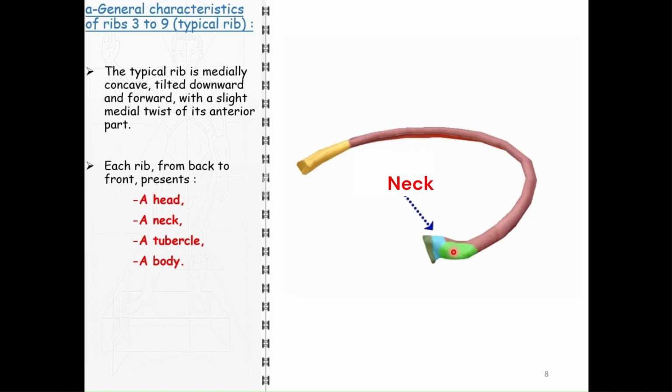The neck, a short region that separates the head from the tubercle. The tubercle is located between the neck and the rib body. It has an articular surface that connects with the facet of the transverse process of the corresponding vertebra.